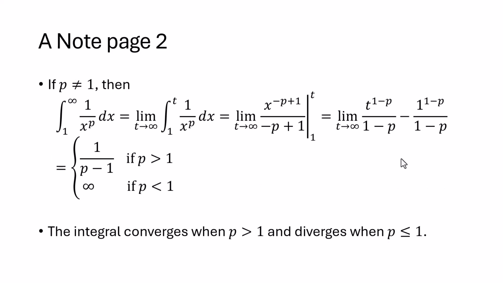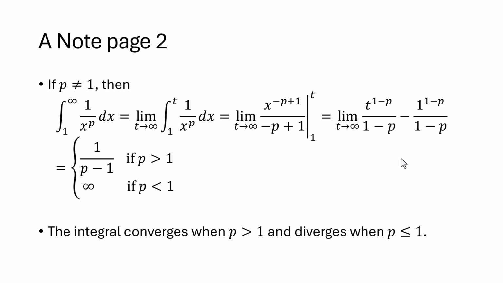When p does not equal 1, that same integral is going to evaluate to x to the negative p plus 1 over negative p plus 1. We evaluate this over the interval from 1 to t, and we get t to the 1 minus p divided by 1 minus p, minus 1 to the 1 minus p over 1 minus p.